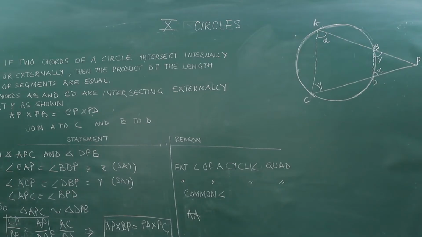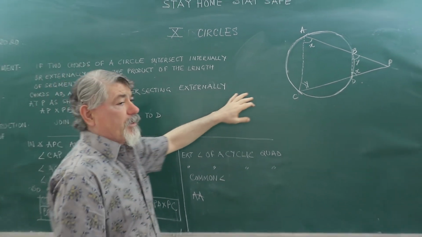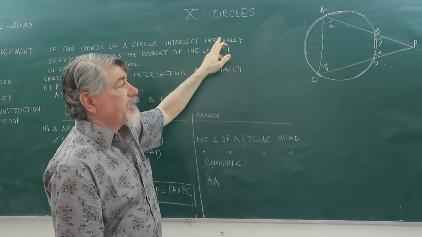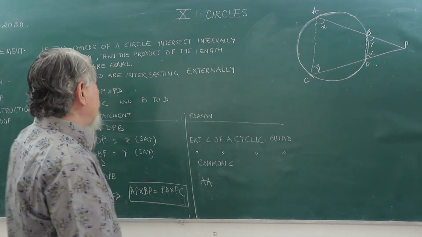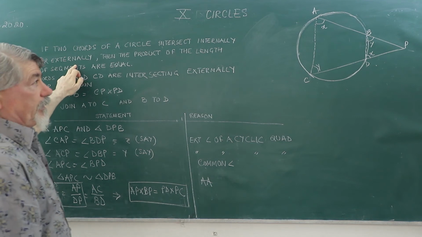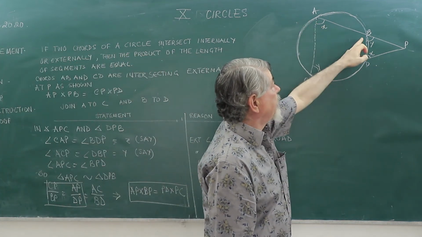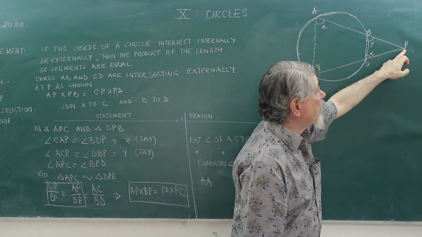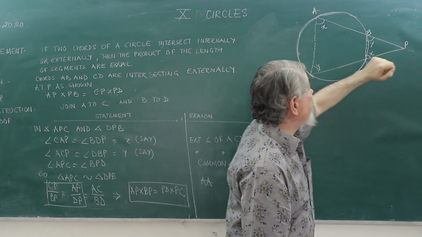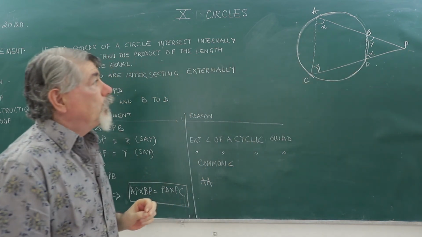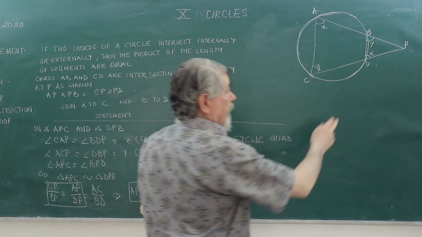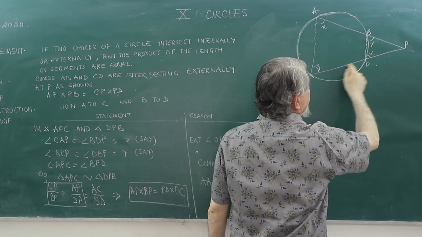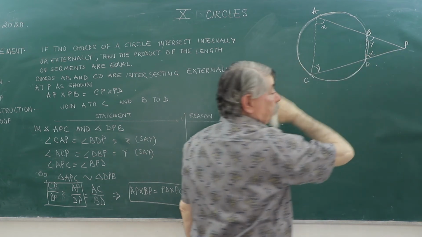Okay. This is the second part. The first part we discussed was the theorem for when two chords of a circle intersect internally, which I've already done. Now we are talking about when they intersect externally. These are two chords AB and CD. They are extended and they cut each other, or intersect each other, at point P. So we get two segments of each chord: for chord AB, I get PB and PA, and for CD I get PC and PD.